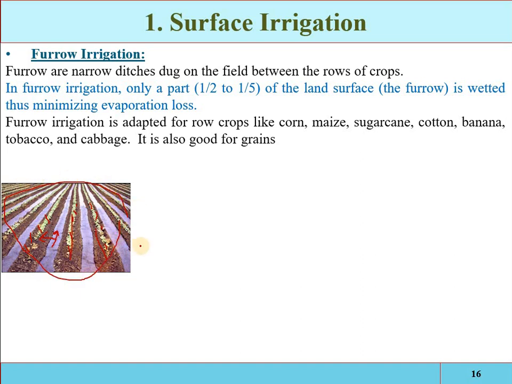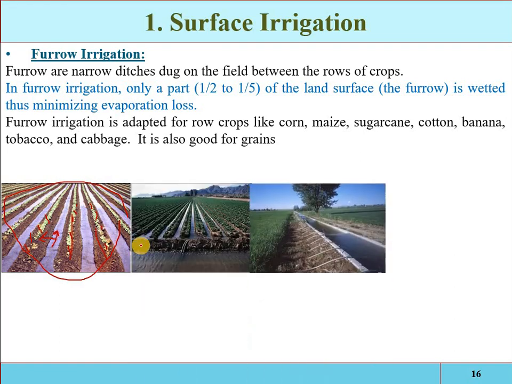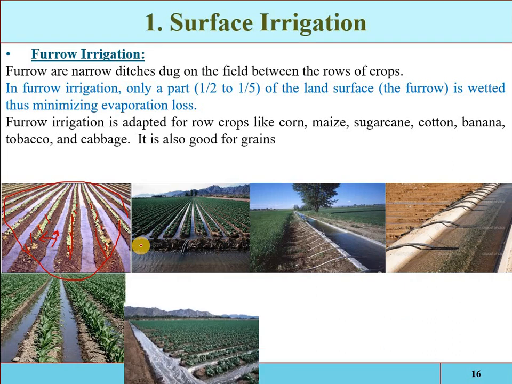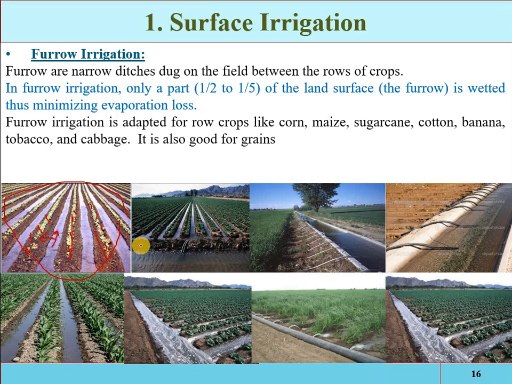The total area of the field will be exposed to the atmosphere for evaporation losses. And if you construct these furrows, then almost half of the area is exposed to the atmosphere, half of the surface area of the irrigation water is exposed. So in furrow irrigation only half to one-fifth of the land is wetted, so that will minimize the evaporation losses. The evaporation losses will be controlled by almost 50%.